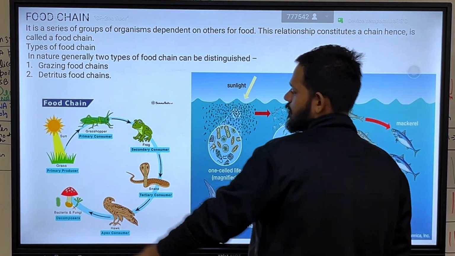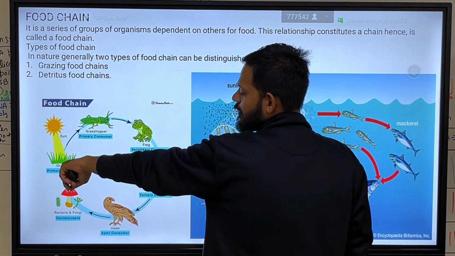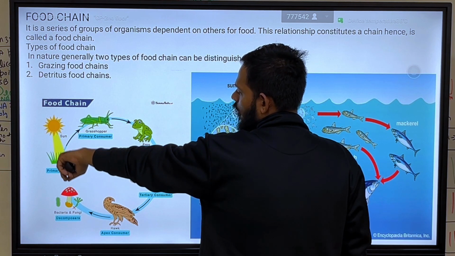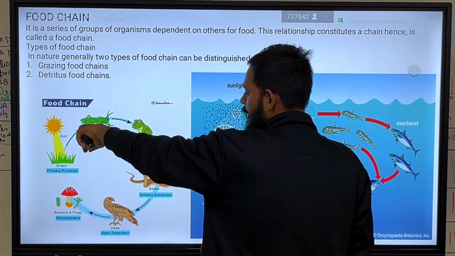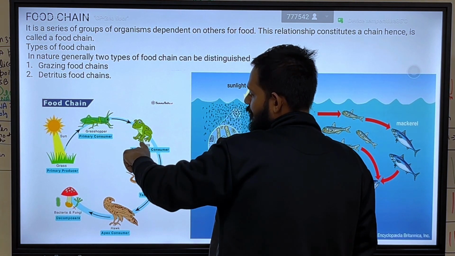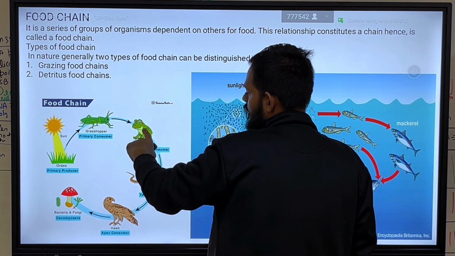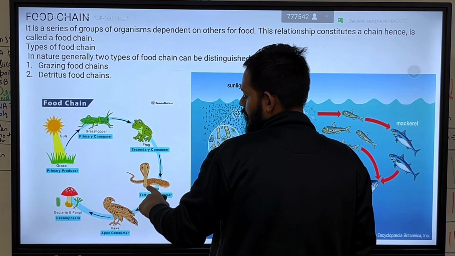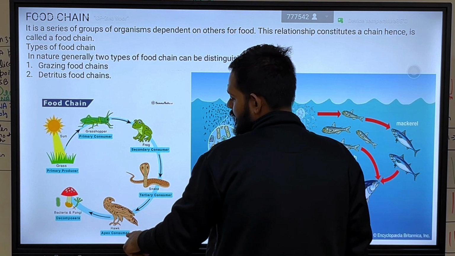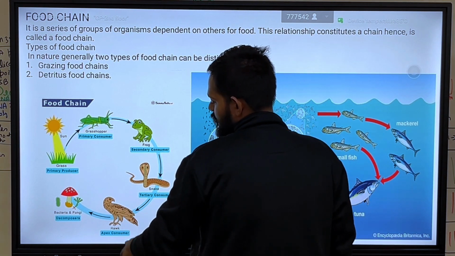So see, the sun gives energy to grass, which is your primary producer. Now it is eaten by a grasshopper, which is the primary consumer. Grasshopper is eaten by frog, which is your secondary consumer. Frog is eaten by your snake, which is your tertiary consumer, and snake is eaten by the hawk. It is an apex consumer.